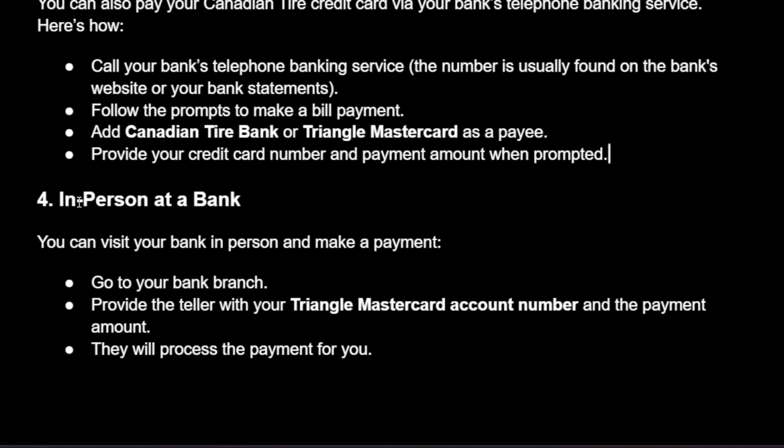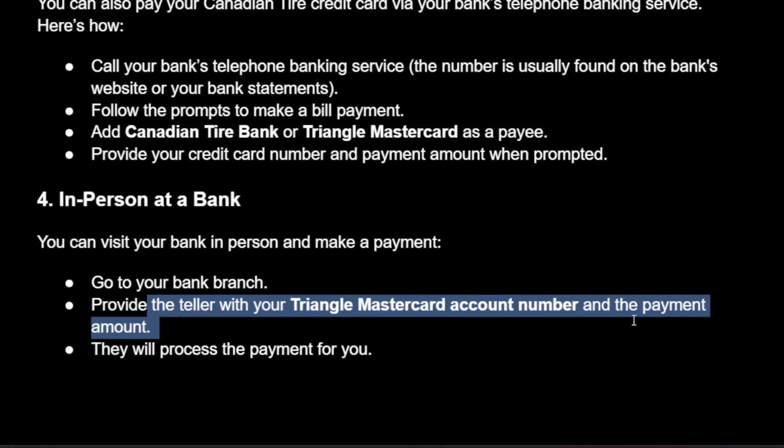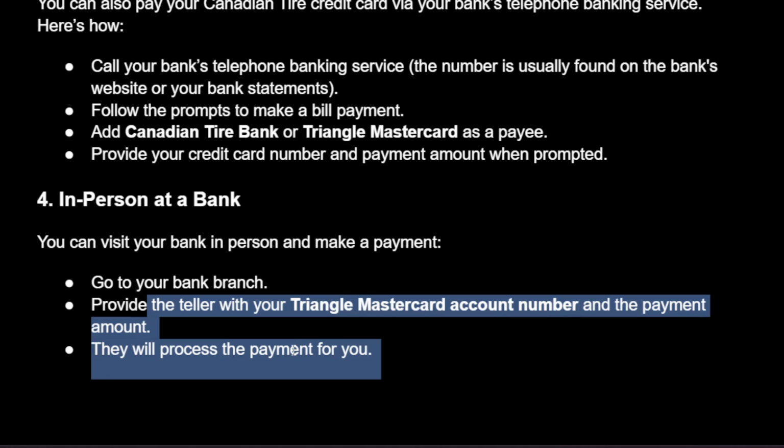And the last option that I'm going to show you is in person at a bank. You can visit your bank in person to make a payment. You'll go to your bank branch, provide the teller with your Triangle MasterCard account number and the payment amount, and they will process the payment for you.